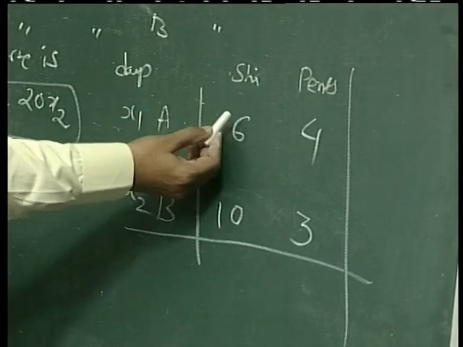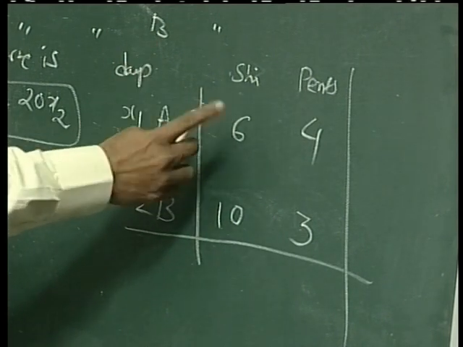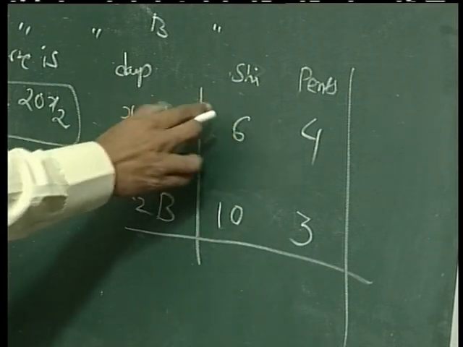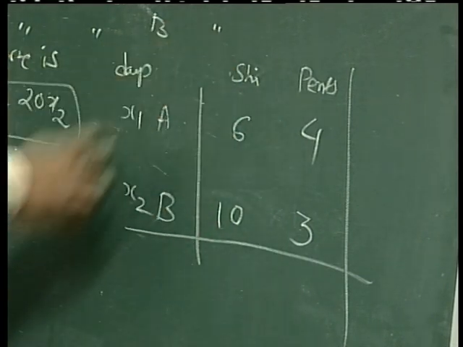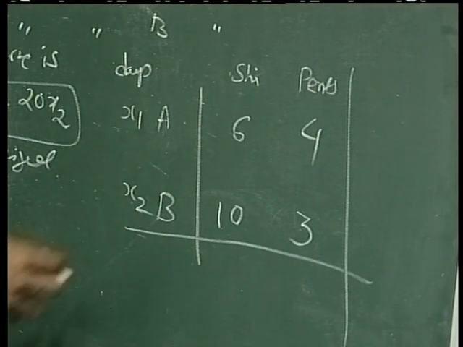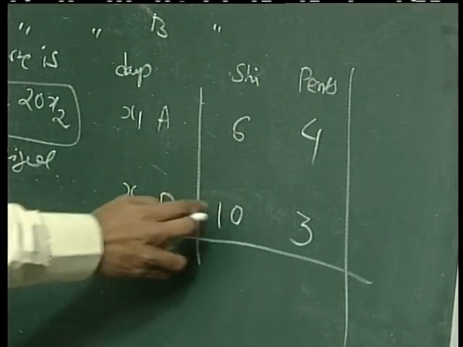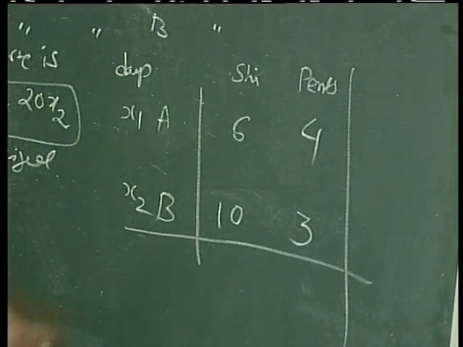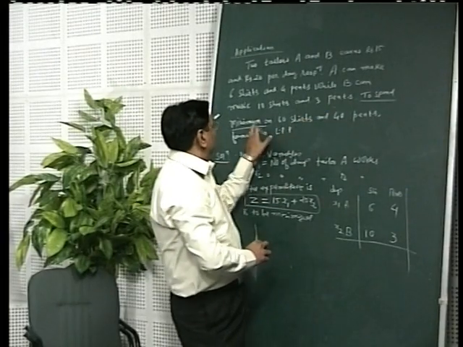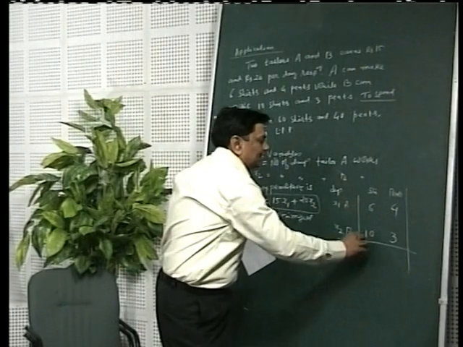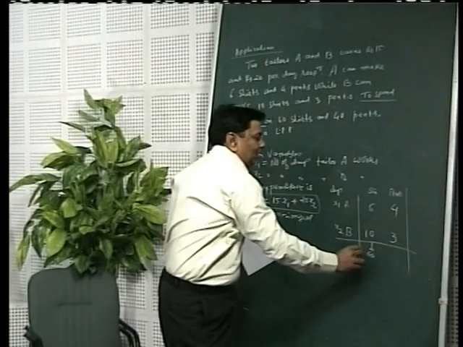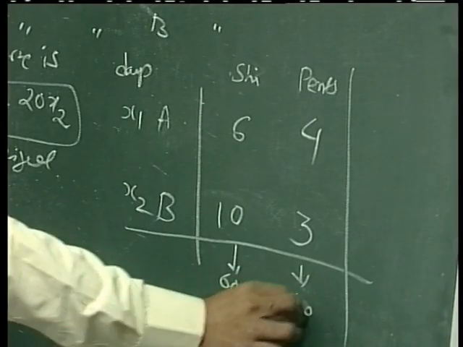So A will make 6 shirts in 1 day, and x1 days are there. So 6x1 is the number of shirts formed by A. And B, in 1 day he makes 10 shirts and x2 days he is working. And we are concerned with spending the minimum to get 60 shirts. So the total of shirts should be 60 and the total of the pants has to be 40.